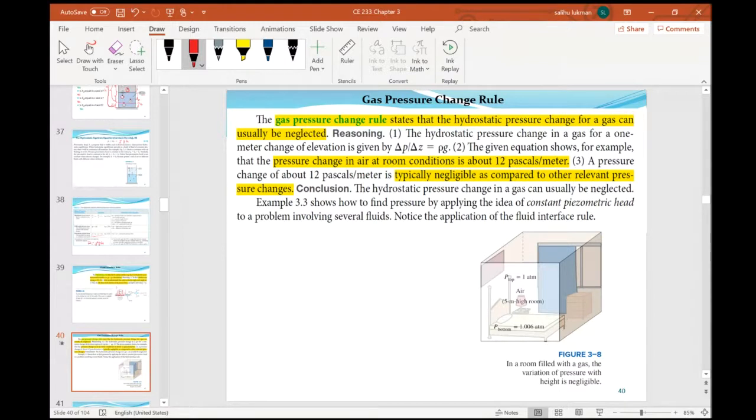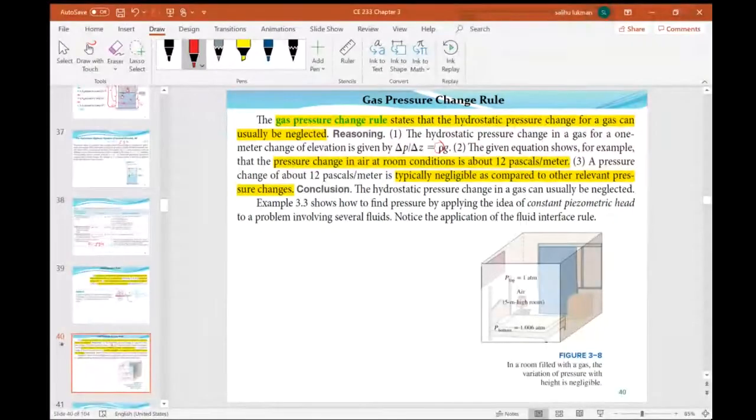The hydrostatic pressure change in a gas per 1 meter change in elevation is given by delta P over delta Z equals rho g. Rho is very small for gas. So for a small elevation change, the hydrostatic pressure change is negligible. For instance, the pressure change in air at room conditions is about 12 pascals per meter.